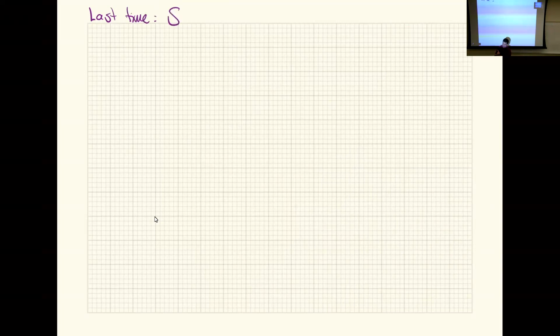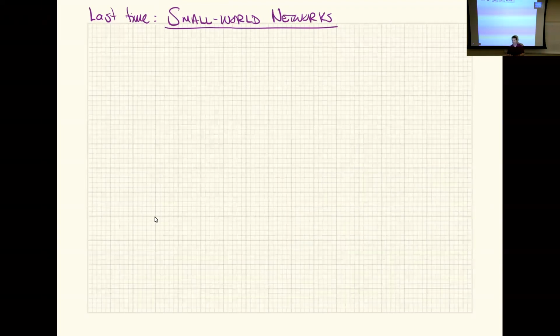So can somebody remind us what a small world network is, roughly speaking? Anybody remember the rough definition of a small world network? Even a sort of Kevin Bacon inspired definition.